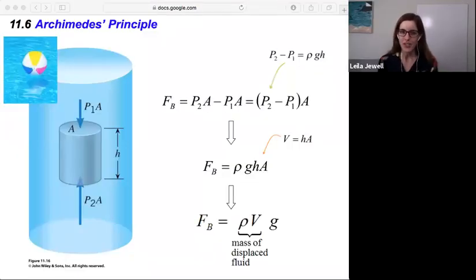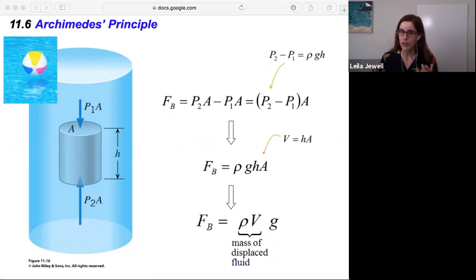Section 11.6, Archimedes' Principle. Now this principle is all about the idea, if you've ever taken a beach ball to the pool or to the ocean, if you try and push that beach ball underwater, you feel there's a huge amount of force pushing back. That beach ball does not want to go underwater. That's known as the buoyant force. So how do we know what the buoyant force is?